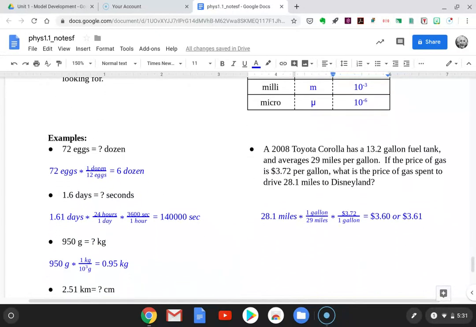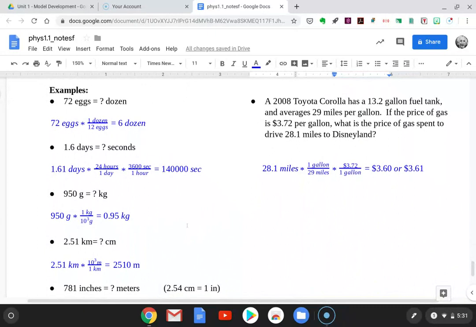Let's take a look at some examples here. 72 eggs is equal to how many dozen? So we start with what we're given, which is 72 eggs. I need to multiply it by an equivalence statement that relates eggs to dozens, if I know it. In this case, I do. 1 dozen is equal to 12 eggs. And so I'm either going to multiply it by 1 dozen over 12 eggs or 12 eggs over 1 dozen. The only way I can get eggs as a unit to be eliminated is if I put eggs on the bottom.